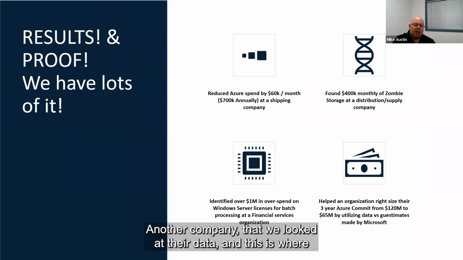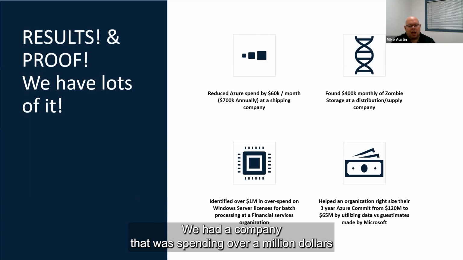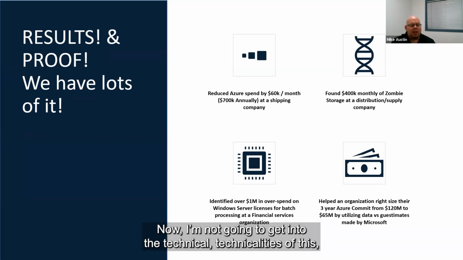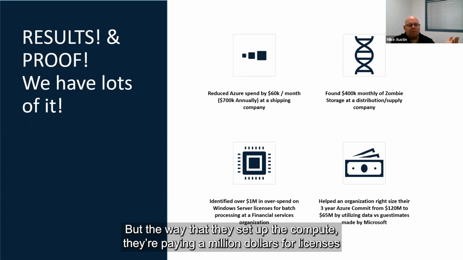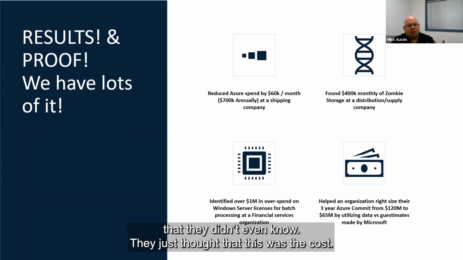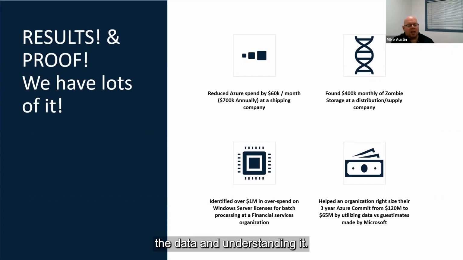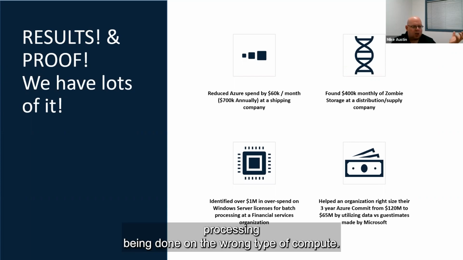Another company that we looked at their data, and this is where it's not hidden in plain sight, and this is where you need those teams. We had a company that was spending over $1 million a year on Windows Server licensing for batch processes. Now, I'm not going to get into the technicalities of this, but basically, it was all being done on Linux instances. But the way that they set up the compute, they were paying $1 million for licenses that they didn't even know about. They just thought that this was the cost. And again, it was about going in and analyzing the data and understanding it. Pretty quickly, inside of 30 days, we were able to identify this, batch processing being done on the wrong type of compute.